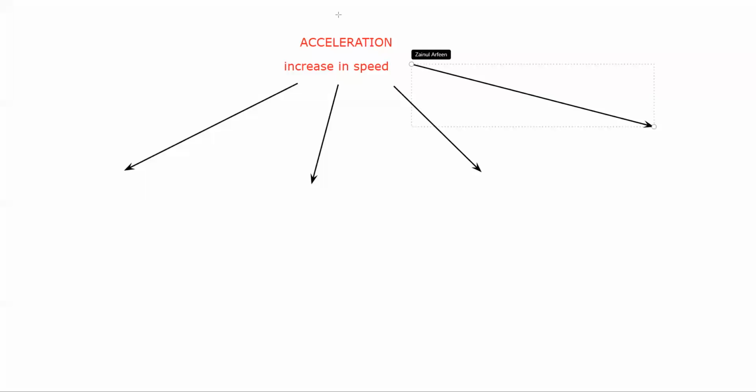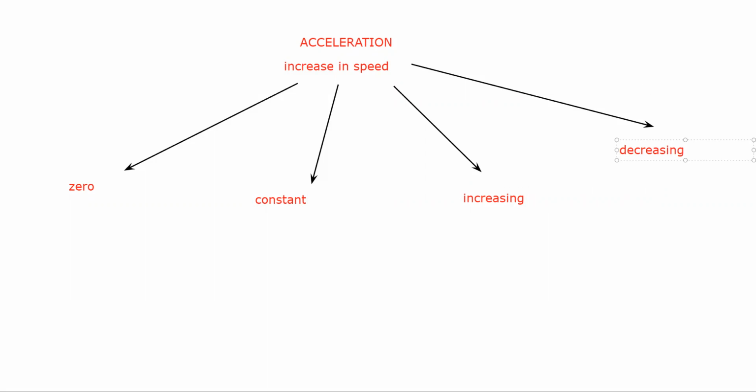Acceleration of an object can be zero, it can be constant, it can be increasing, or it can be decreasing. So acceleration, or increase in speed, can be zero, it can be constant, it can be increasing acceleration, and it can be decreasing acceleration. These are the four possibilities for acceleration.